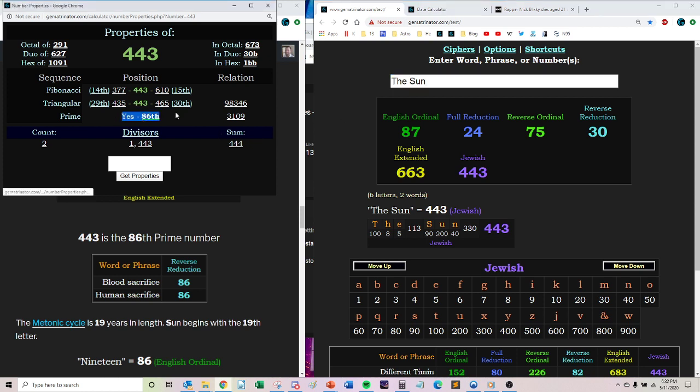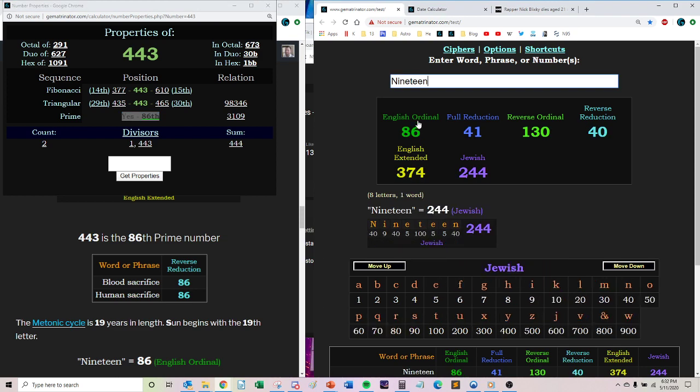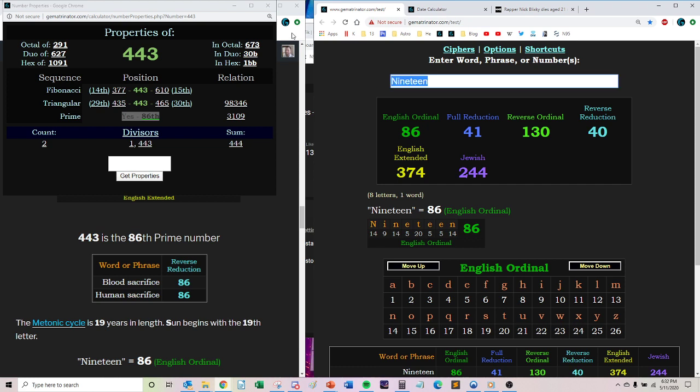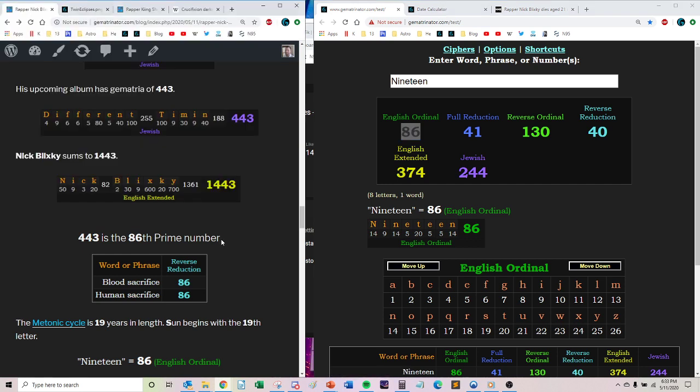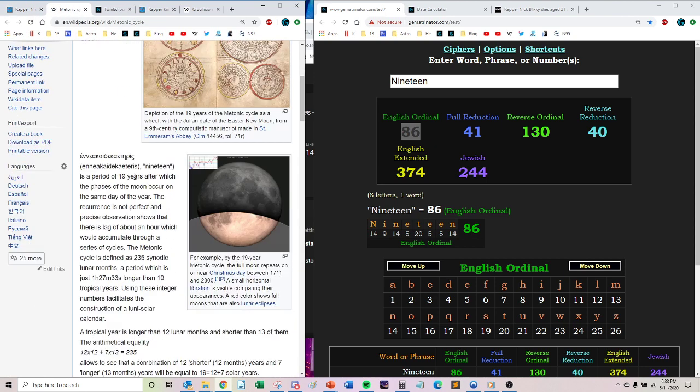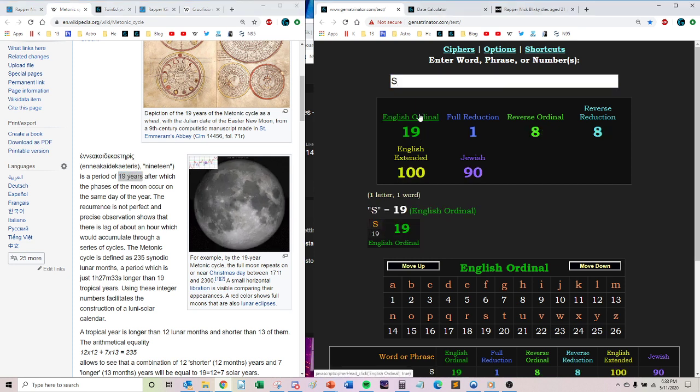And this has a lot of significance. Think about 86 in relation to the number 19. When spelled out, the number 19 sums to 86, which is 19 plus the 19th prime number. Now, the moon's Metonic cycle is almost exactly 19 solar years. And think about how sun starts with S, the 19th letter.